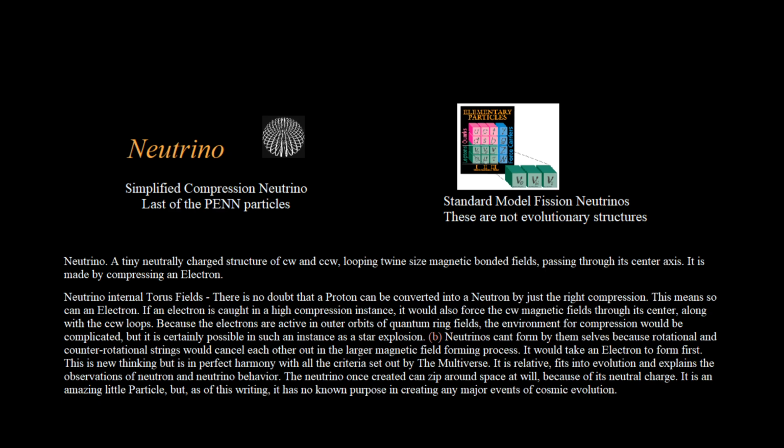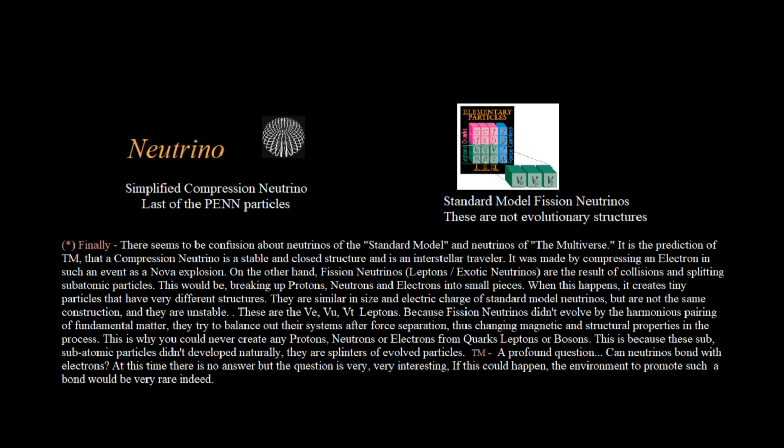The neutrino once created can zip around space at will, because of its neutral charge. It is an amazing little particle, but, as of this writing, it has no known purpose in creating any major events of cosmic evolution. Finally, there seems to be confusion about neutrinos of the standard model and neutrinos of the multiverse. It is the prediction of TM that a compression neutrino is a stable and closed structure and is an interstellar traveler. It was made by compressing an electron in such an event as a nova explosion.